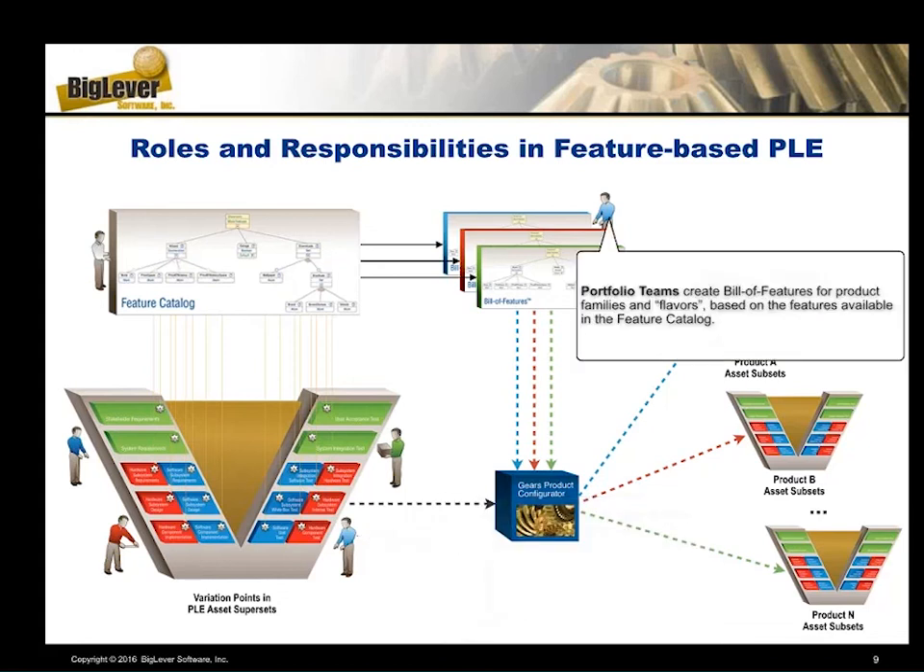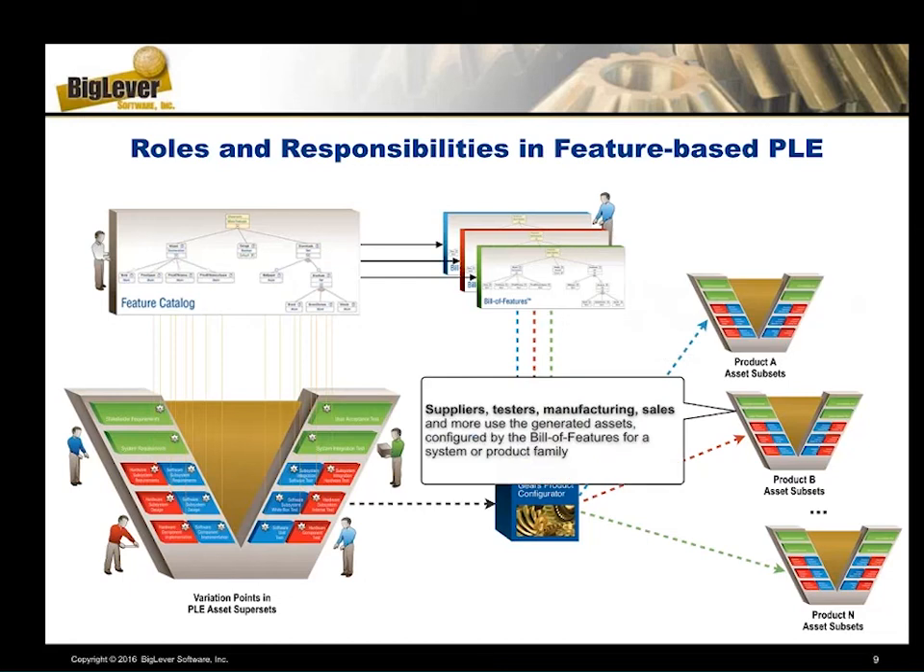A portfolio team in large product line organizations, they create the bill of features for each of the product families and flavors based on the features available in the feature catalog. So this can be sort of the control center for an organization to manage its portfolio, because it's very easy to see what offerings are possible based on the feature catalog. And so that's a new role as well.